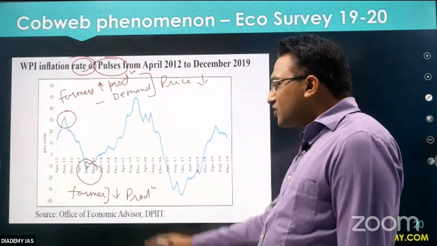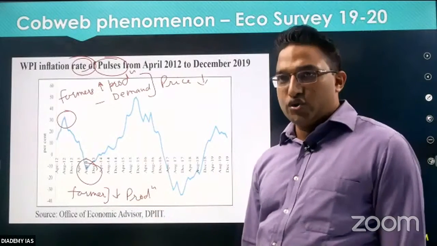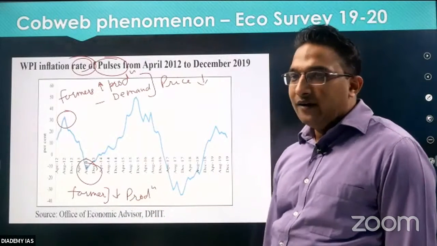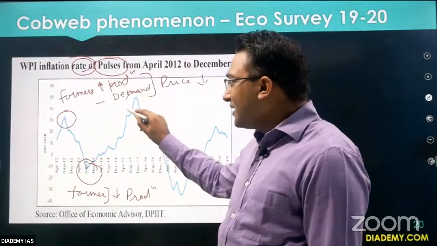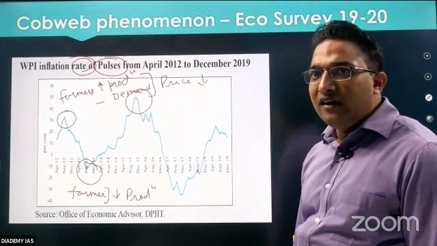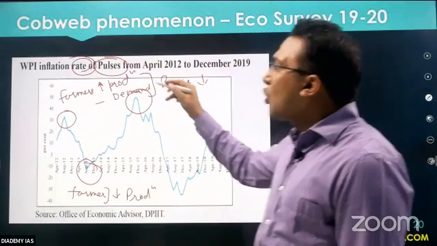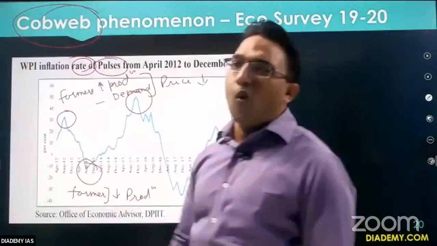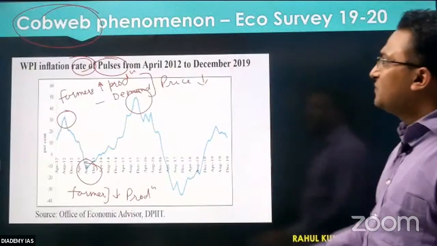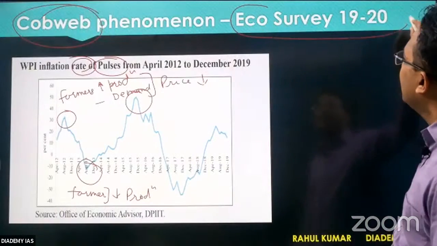So now when the production is reduced, but demand does not reduce, demand remains constant. Okay. So again, the next year the prices will be increasing. So can you see this relationship, this fluctuation? This is called Cobb-Webb phenomena. उसको हम क्या बोलते हैं? Cobb-Webb phenomena बोलते हैं. And this has been given in the economic survey of 2019-20.